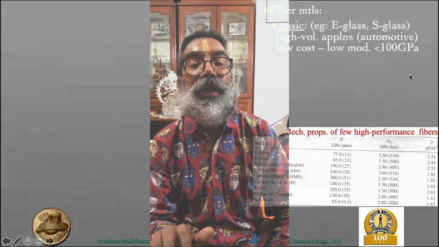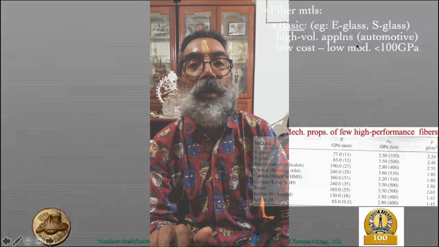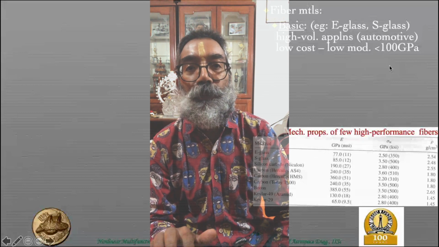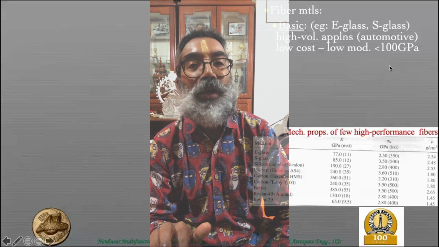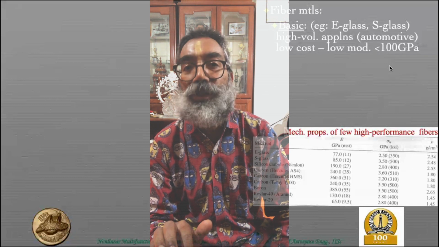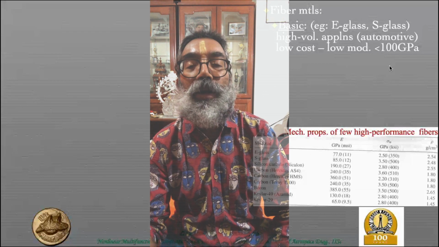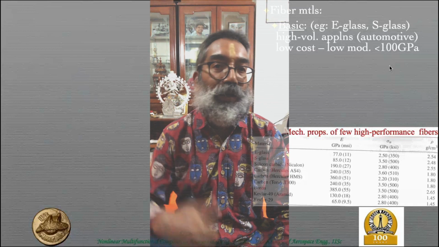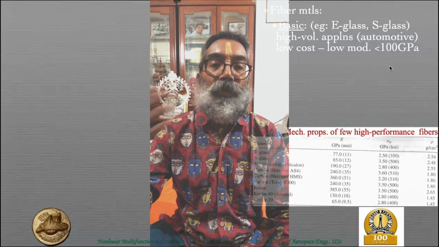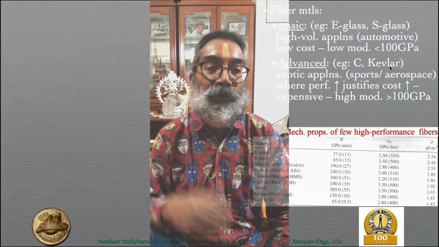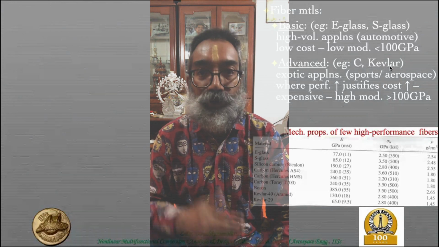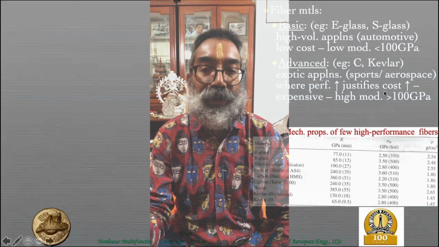So high volume applications is where these find more of a room, and one such industry example is the automotive industry. We're not talking of the racing cars and etc. We're talking of the more generally available cars for the public to buy.